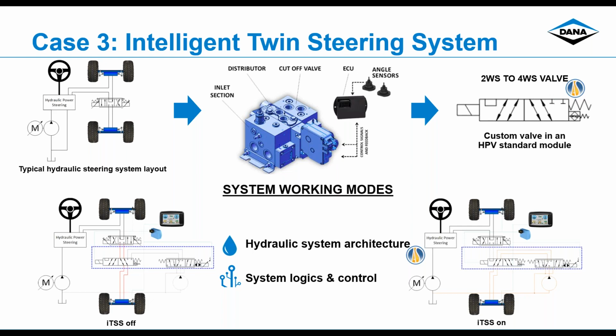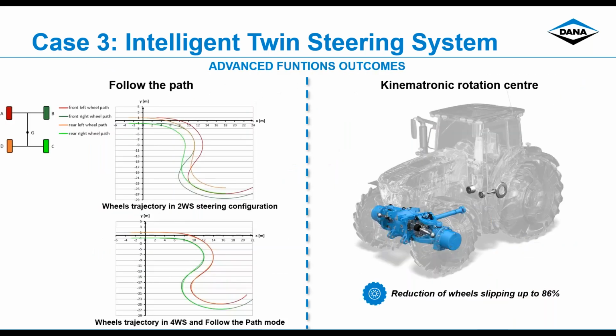Briefly, what happens when you switch on the ITSS: the customized spool valves move to the second position, so the front axle and the rear axle become independent, and the logical control optimizes the steering angle in order to allow the activation of the new functions. What are these new functions?